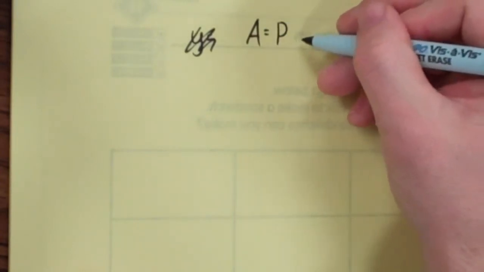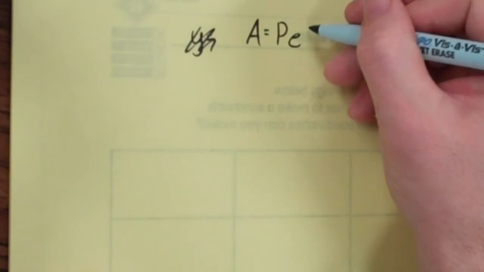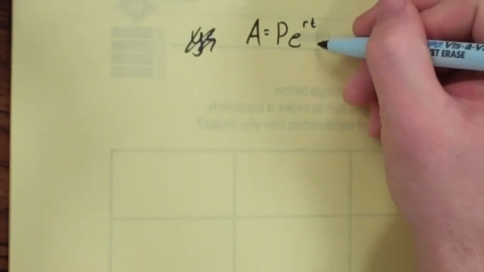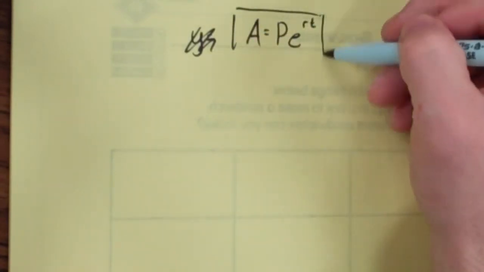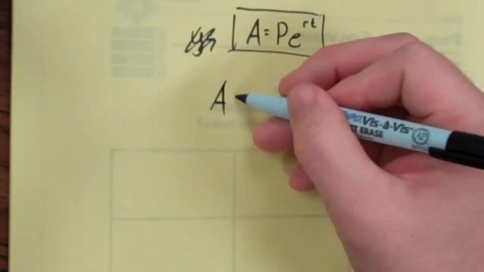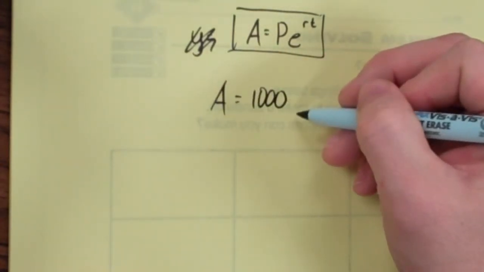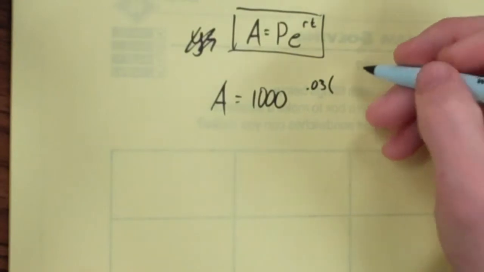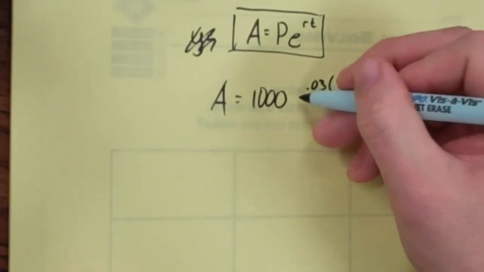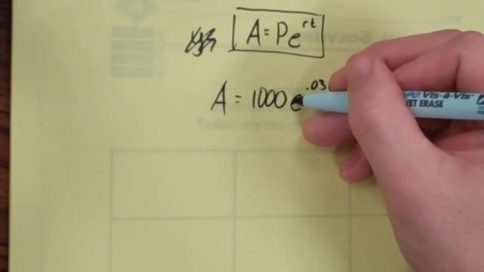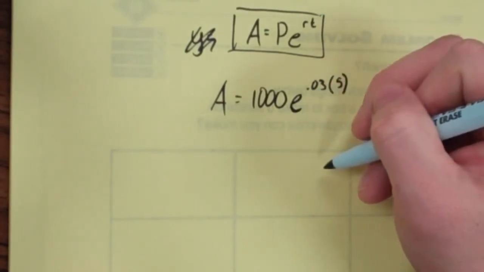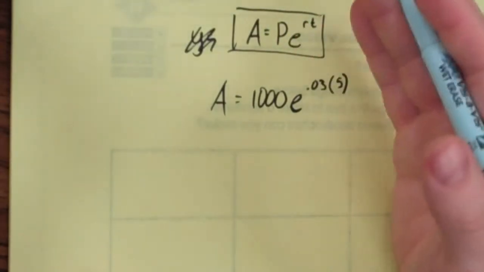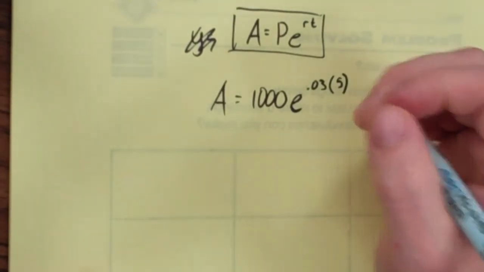is the principal times e, the number e that we just learned about, to the rt, where r is the rate of interest they're giving you and t is the number of years that have gone by. So just for example, say I were to invest $1,000 at an interest rate of 3%, so 0.03, for 5 years. E is the big decider there: continuously compounded interest. Every tiniest piece of a second you could imagine, they give me a sliver of this interest and compound it.